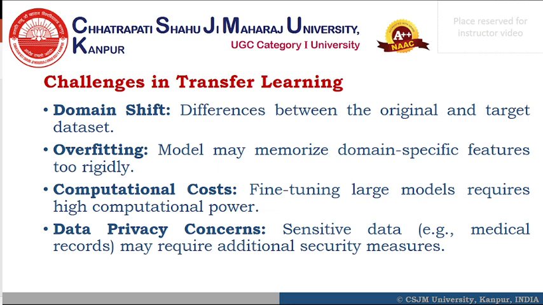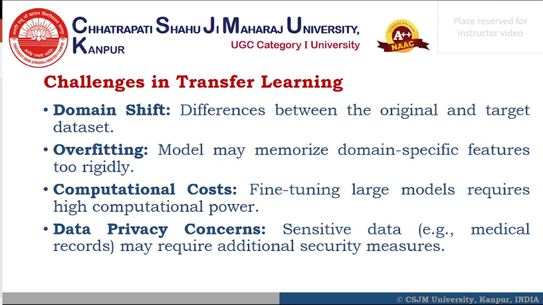Second one is overfitting on small datasets. So, overfitting means when fine tuning a pre-trained model on a small dataset, there is a risk of overfitting. Means where the model memorizes the new training data rather than generalizing well to unseen data.